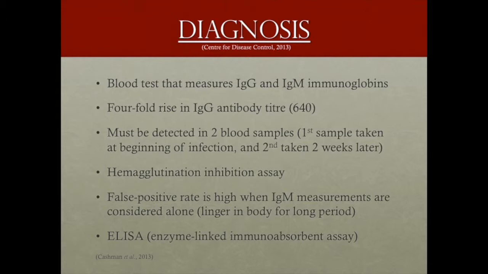It is important to note that the IgM antibodies can be present in the body for a long period of time and is therefore an unreliable diagnostic test, and it has a high false positive rate. The ELISA assay is also useful as a diagnostic test and can be performed to detect the presence of IgM and IgG antibodies.